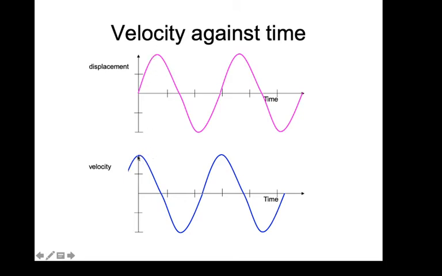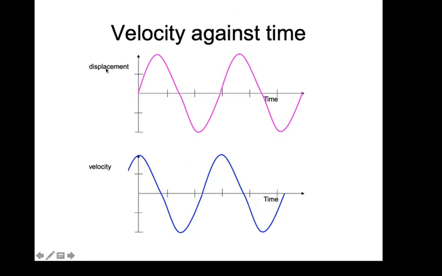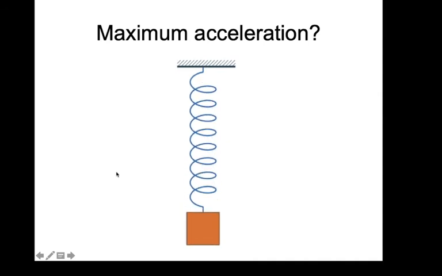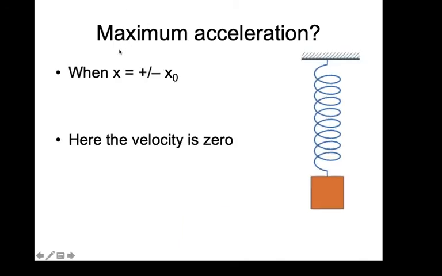So we would say this is leading 90 degrees or leading pi over 2 radians. And that's always going to be true for displacement versus velocity. Maximum acceleration, since it's directly proportional but negative of our displacement, is always going to occur when we have maximum displacement. It's just going to be the opposite sign.